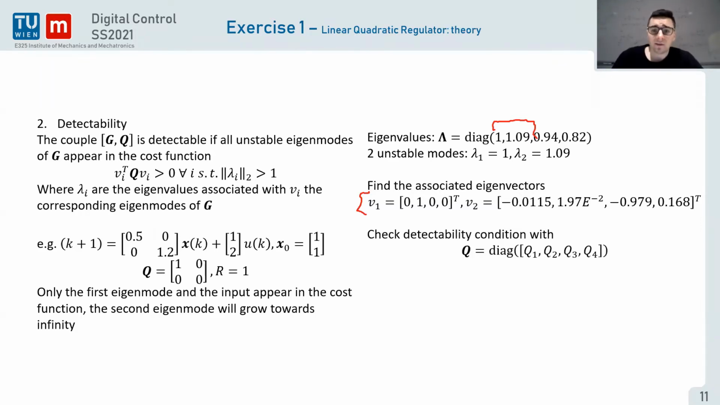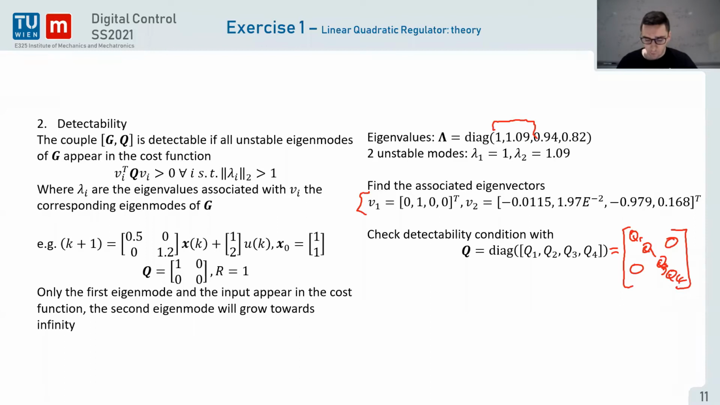Now we can check a detectability condition, and we consider that Q. So Q, remember, is a matrix. Q will be a 4x4 matrix, and the proposition I'm making here is to set all the off-diagonal elements to 0. This is a classical way of weighting each state individually, and not weighting both states at the same time. So this is perfectly fine.